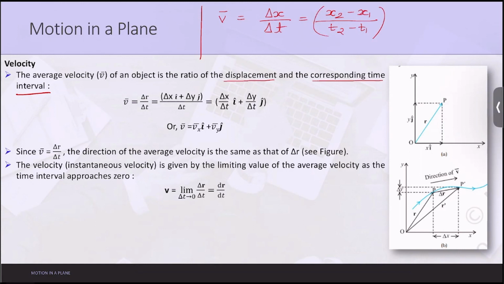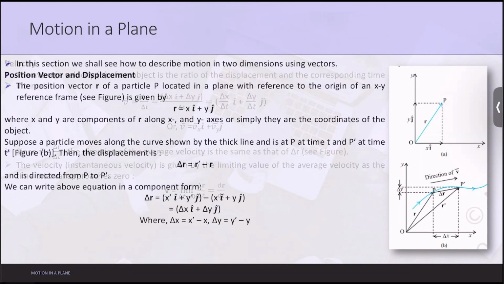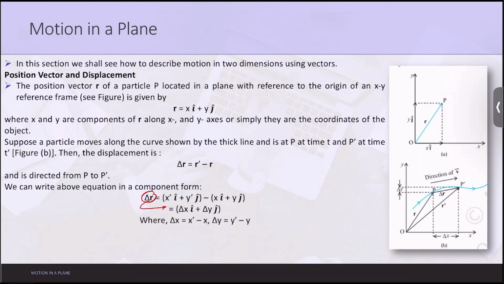Okay. So now what we need to write, so v bar will be nothing but equal to, in the place of displacement delta x, we will write the displacement of the position vector, that is delta r. The delta t will remain the same because it is a scalar quantity. Now what is delta r? We just calculated the value of delta r. Delta r came out to be equal to delta x i cap plus delta y j cap.